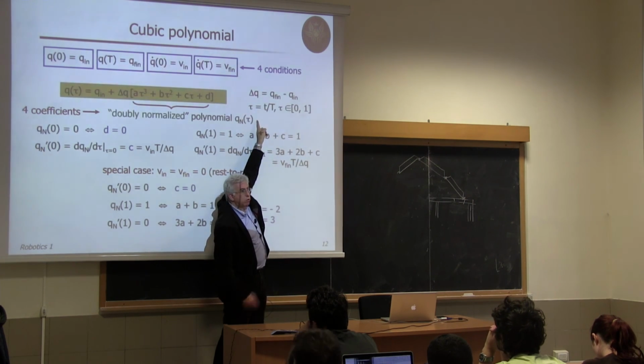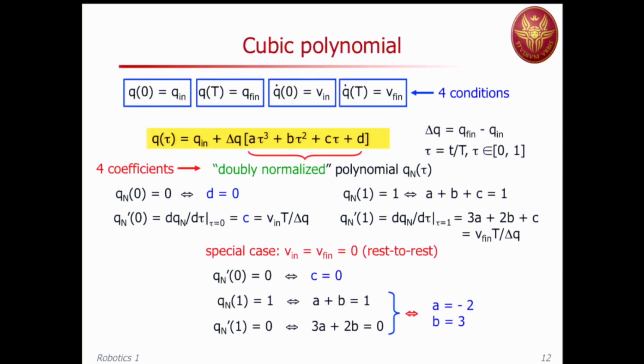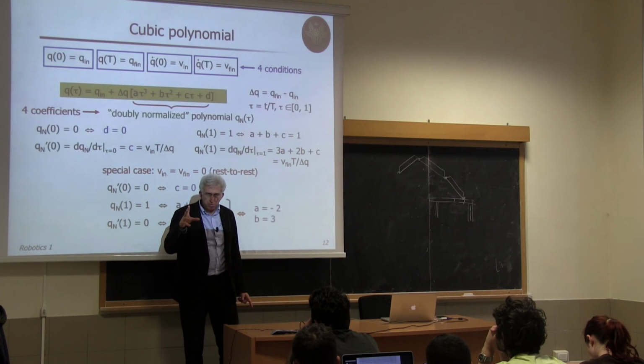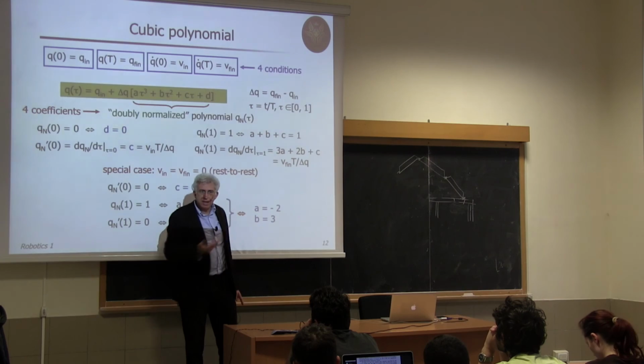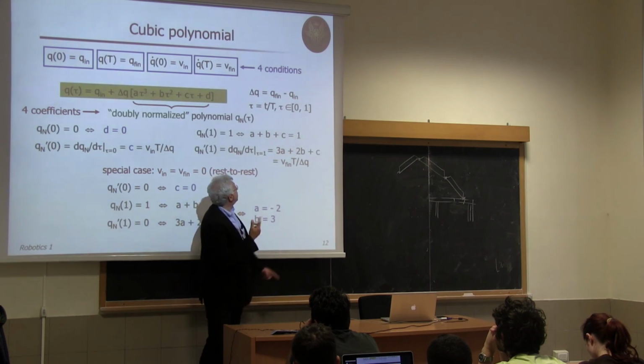So that tau goes from 0 to 1, and the original time goes from 0 to capital T. Okay? So I'm normalizing things. So it doesn't matter if I need to do this in 2 seconds or in 20 seconds. I'm solving the same problem, and then I'm just rescaling things. And this is the first normalization.